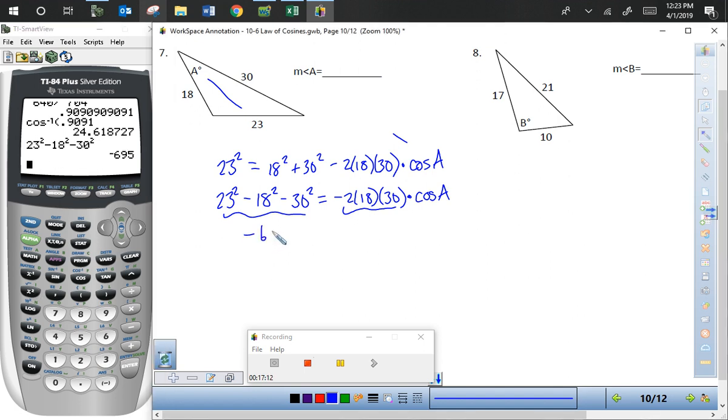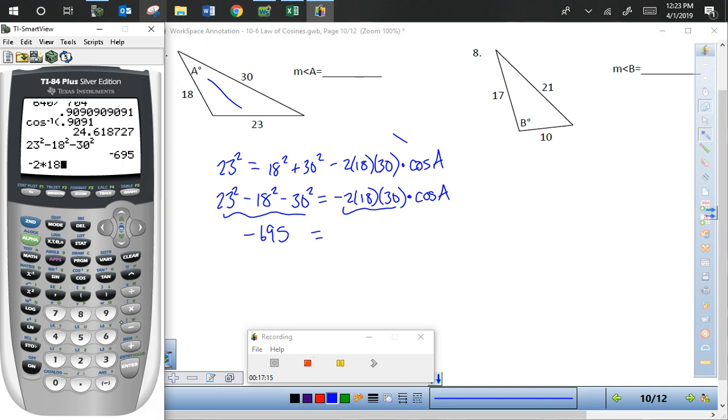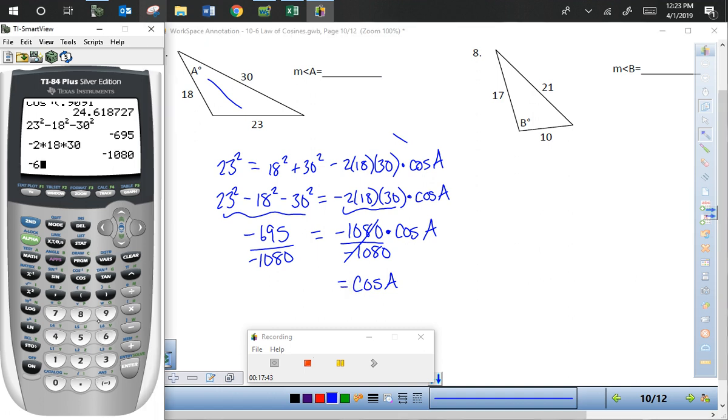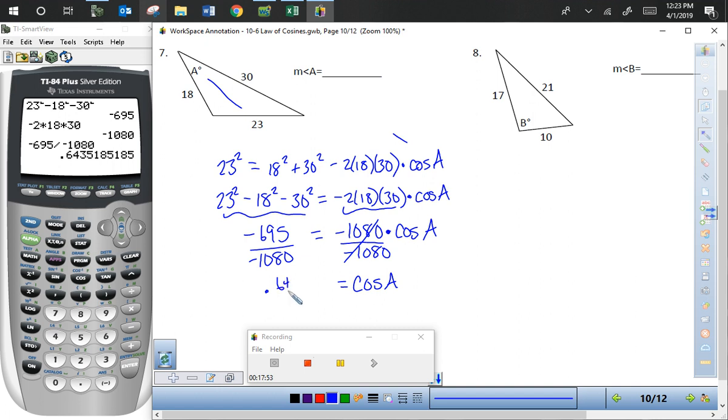And we get negative 695. On the other side, negative 2 times 18 times 30, which is negative 1080. Remember to bring down your times cosine A. That times tells you to divide next. And we're dividing by that negative 1080 on both sides. Over here it cancels. On this side we get to type that in. And that'll look like 0.6435.